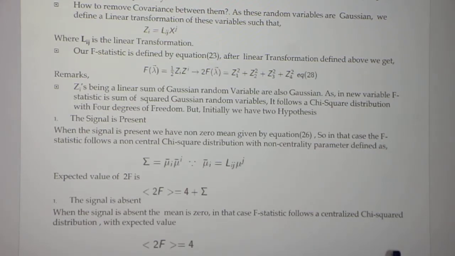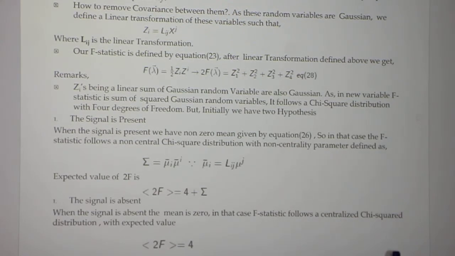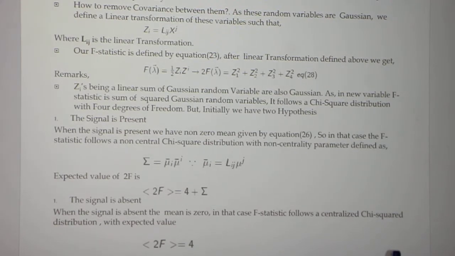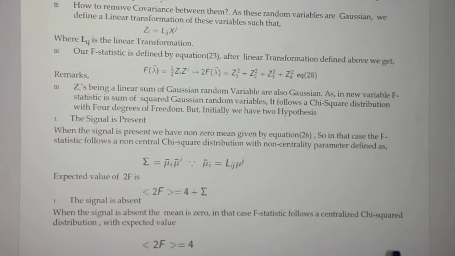So when we find the uncorrelated variables and substitute back into our F statistic, we get this form, where the zi's are our new uncorrelated variables. So we have z1, z2, z3 and z4. This is very familiar. One more thing: we know that the xi's are normally distributed. This is a linear transformation, so the zi must be normally distributed as well.